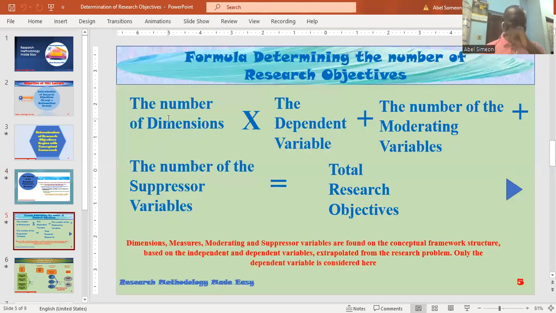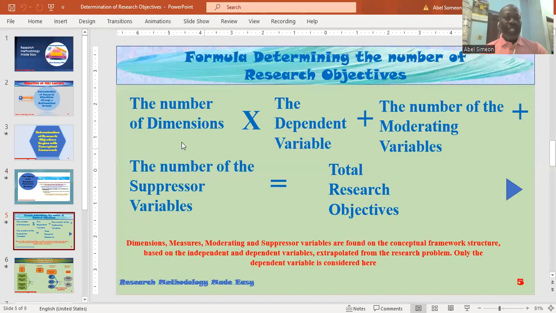So let's go ahead. The number of dimensions multiplied by the independent variable on its own, you add the result to the number of moderating variables. Whatever you get, you add it up to the number of suppressor variables.